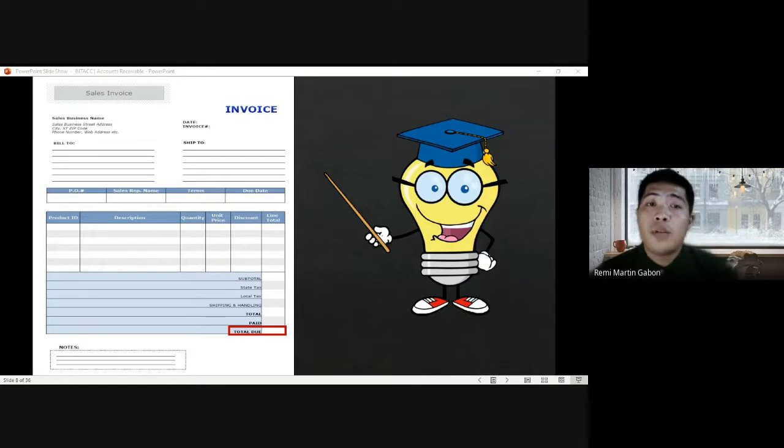Therefore, an accounts receivable of the seller is accounts payable of the buyer. So we are accounting for a single figure. Let's say the total due there is 10,000. That 10,000 is an accounts receivable of the seller, but an accounts payable of the buyer. Accounts receivable of seller, accounts payable of the buyer. Okay?